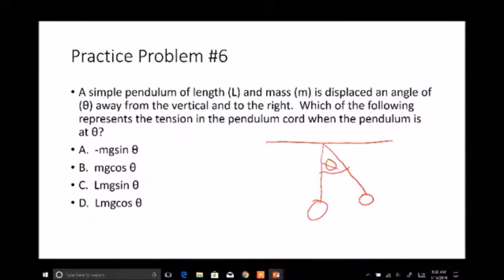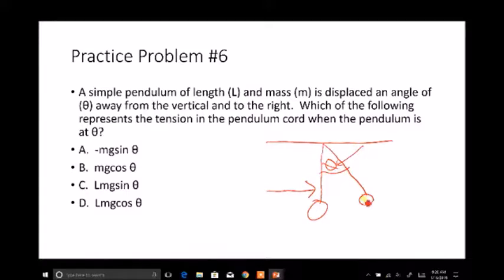All right, so practice problem 6. A simple pendulum of length L and mass M is placed at an angle theta away from the vertical and to the right. So let's say that the pendulum started out here, straight up and down, and then we pulled it to the right, an angle of theta. We want to know, how can we find the tension in the pendulum cord?